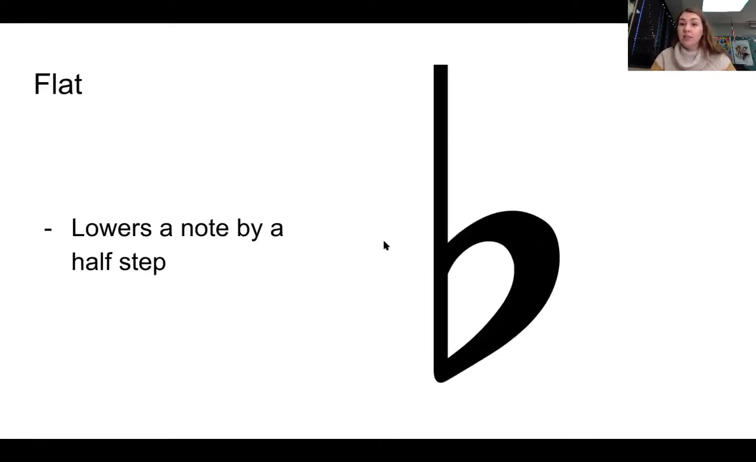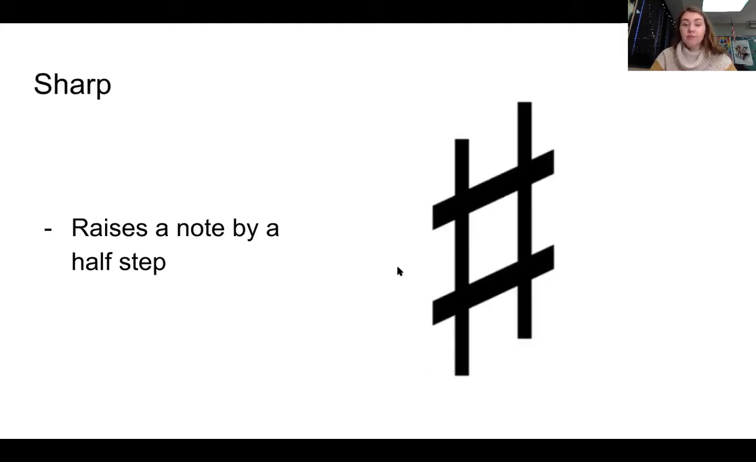Moving on, we have a flat. It looks like a little lowercase b. A flat lowers a note by a half step. So if you see a flat in front of a note on a staff, you would know you need to lower that note by a half step. That's a flat. A sharp raises a note by a half step. So same thing as the flat, but the opposite. If you see a sharp in front of a note, you would know you need to raise a note by a half step. That is a sharp. It looks like a hashtag. A sharp raises a note.